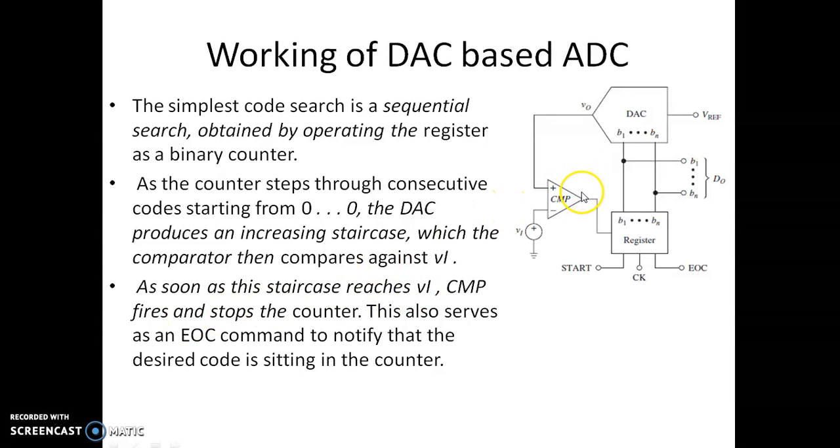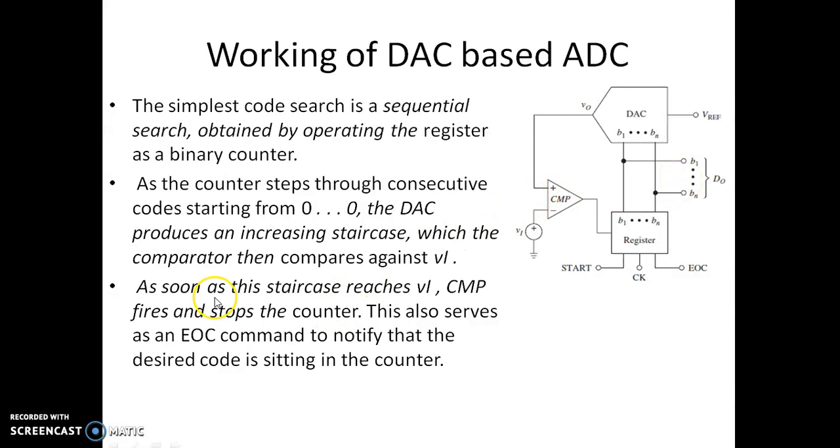The comparator is going to give a different output voltage. This makes the register stop the count. When the register stops counting, it is going to give an EOC signal indicating that the conversion is done. So the corresponding output of this counter will be read as the digital equivalent of this analog voltage.